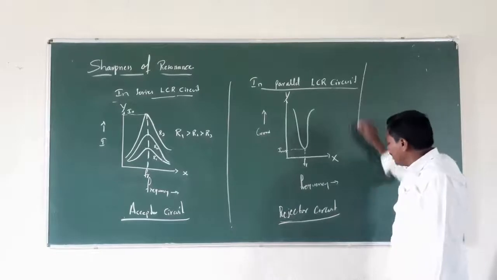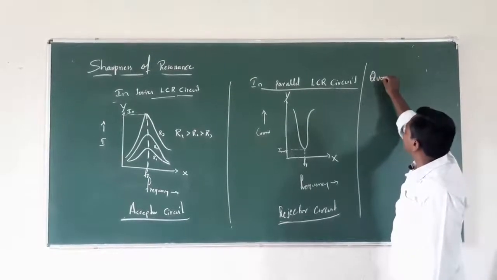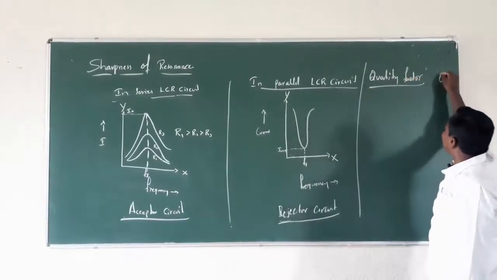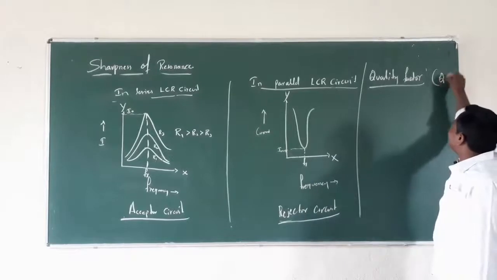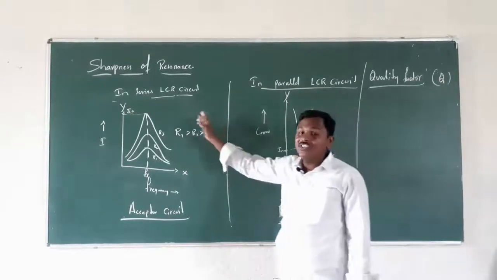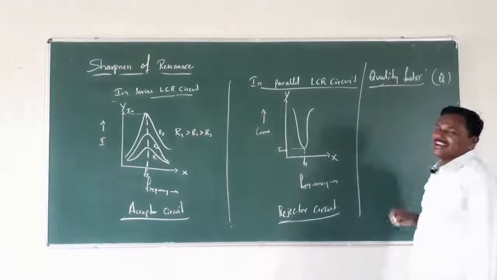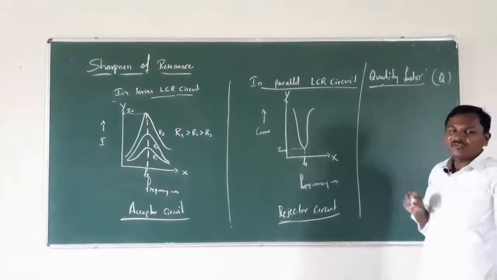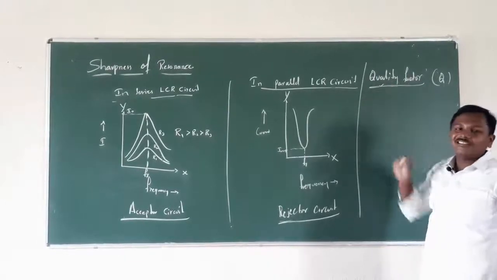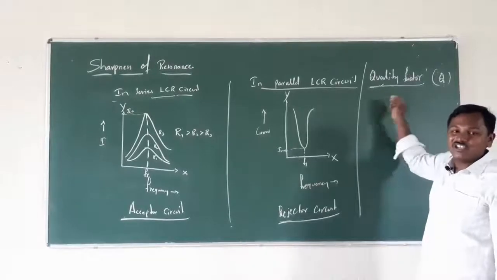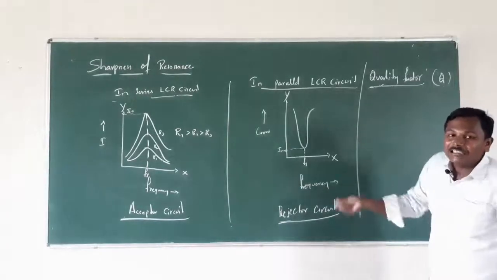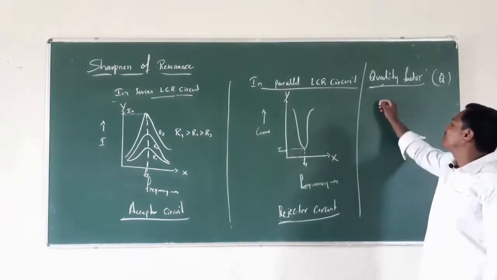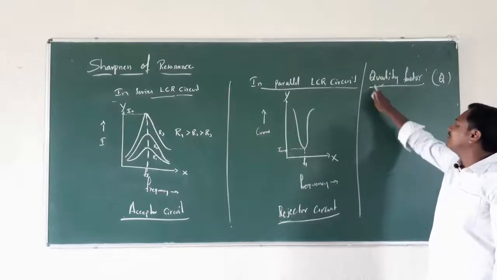Based on this, they explain the quality factor. The quality factor can be represented by Q. So, here the sharpness of a resonance curve is determined by this quality factor. Here the quality factor can be defined as the ratio of either inductive reactance or capacitive reactance to the total resistance in that circuit, that we can call a quality factor.